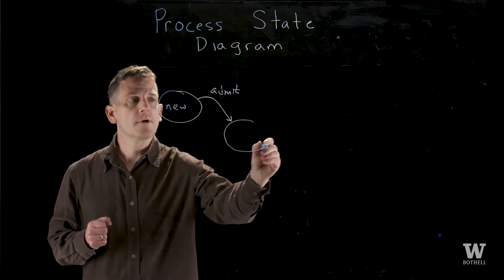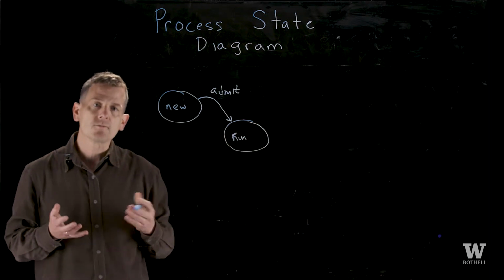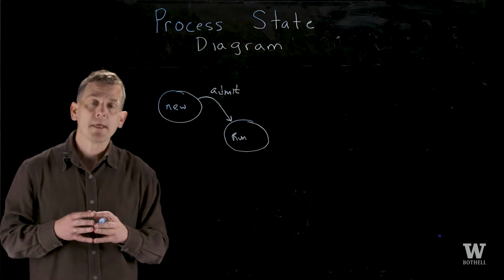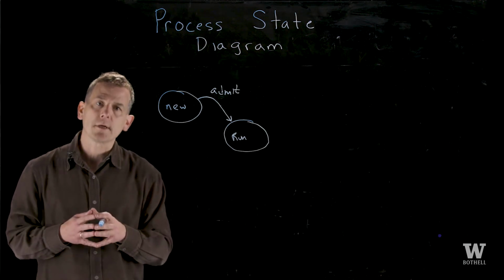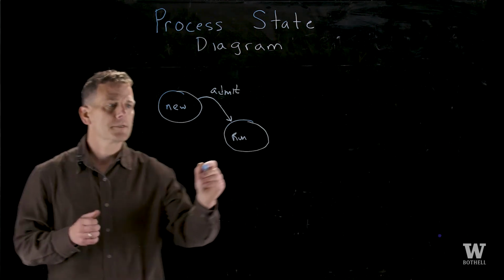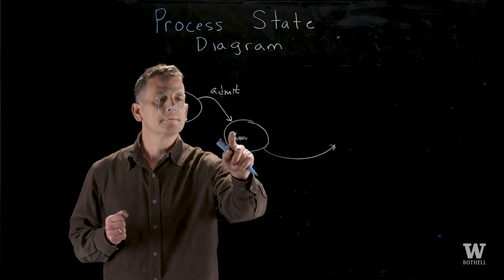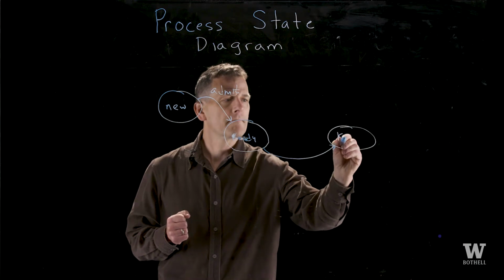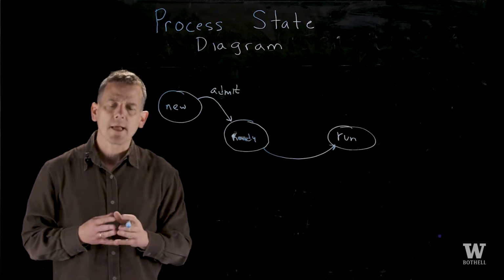The child gets created with a fork, and so it gets moved to the run state. Now it's not really doing anything at this point in time. It's just ready to run, but it doesn't have a CPU. It's been loaded into memory. At some point, the scheduler will say, okay, I've got some free CPU cycles, let's go ahead and run this process. And so it'll move from the ready state to running.